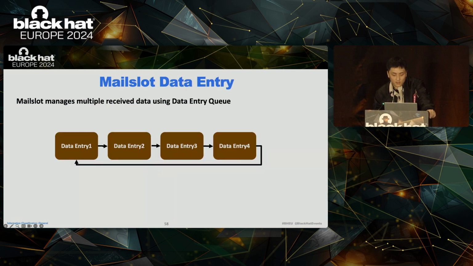As mentioned earlier, the mail slot can store multiple messages which are held in the data entry queue. This is quite similar to the data entry used in named pipe. So when a message is received, mail slot allocates an object containing a buffer equal to the size of the data received and associates it with a mail slot context object as part of the linked list.